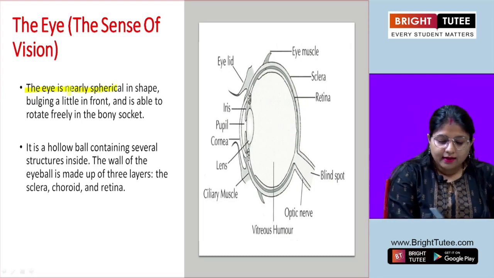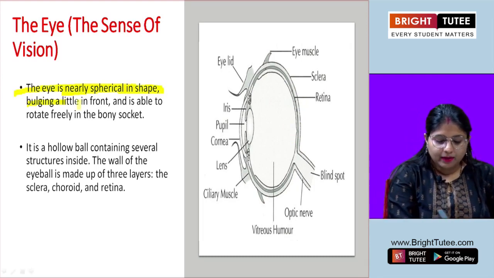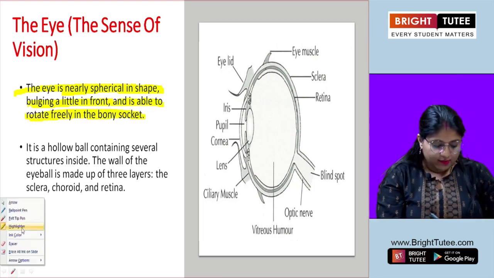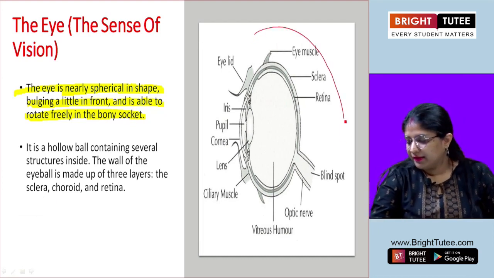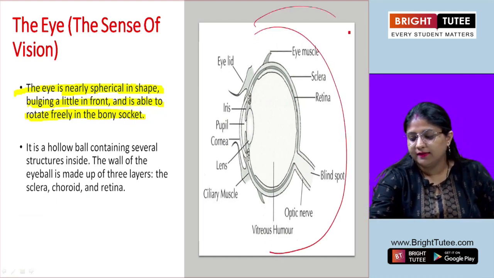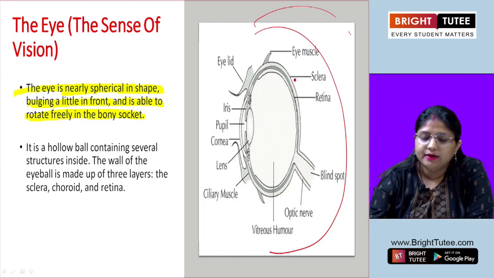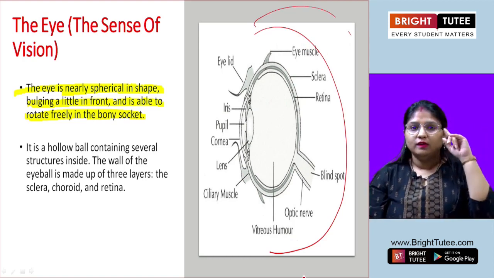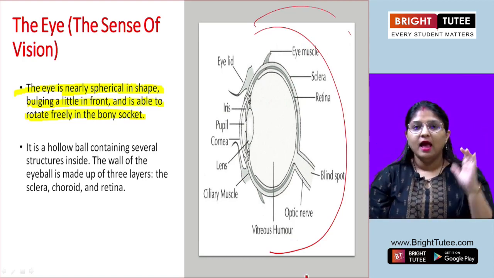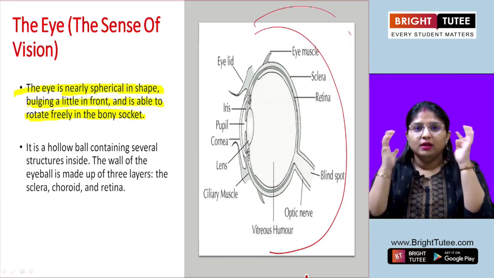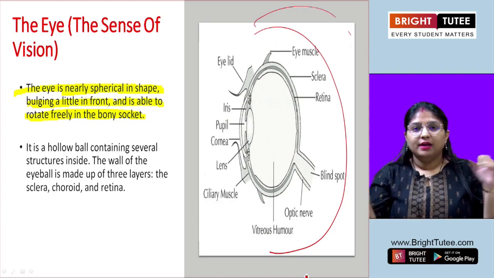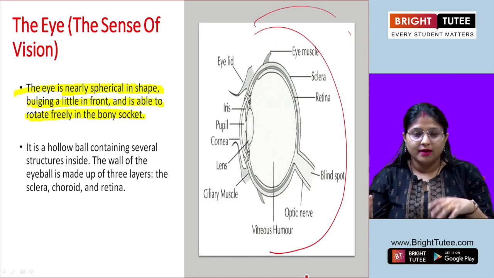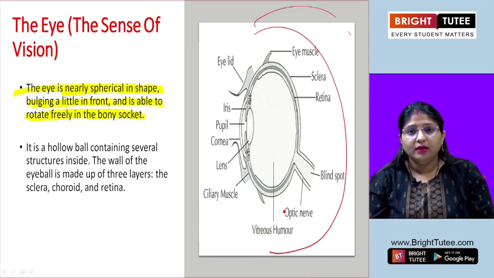The eye is nearly spherical in shape, bulging a little in front, and is able to rotate freely in the bony socket. So the eye is present inside a bony socket in the skull. Why is it able to rotate? Because even if I keep my head still, I am able to move my eyeballs and perceive what is happening. Free movement is there with the help of the structures present.